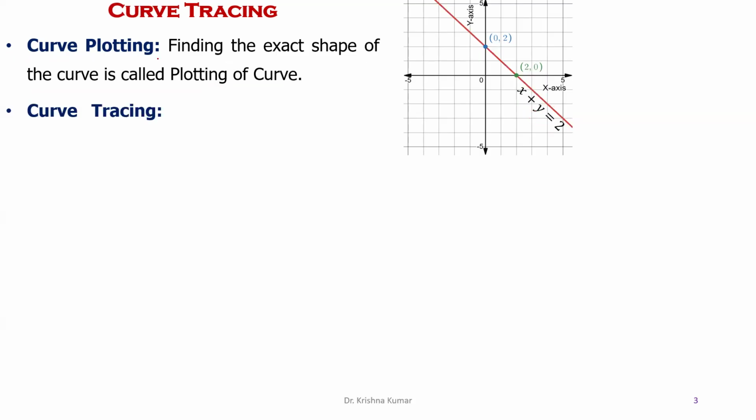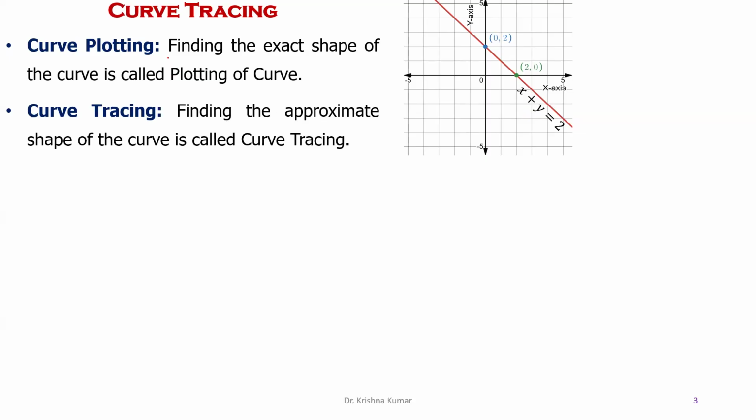Now, what is the meaning of curve tracing? Finding the approximate shape of the curve is called curve tracing. Let me take one example. Suppose we want to draw the circle x square plus y square is equal to 4. So we do not want to measure this radius. This radius should be 2. If we write down this is 2 square. So this is the equation of circle whose radius is 2.